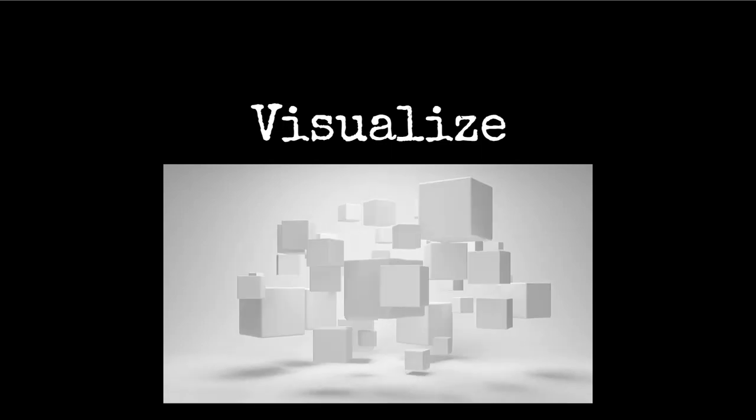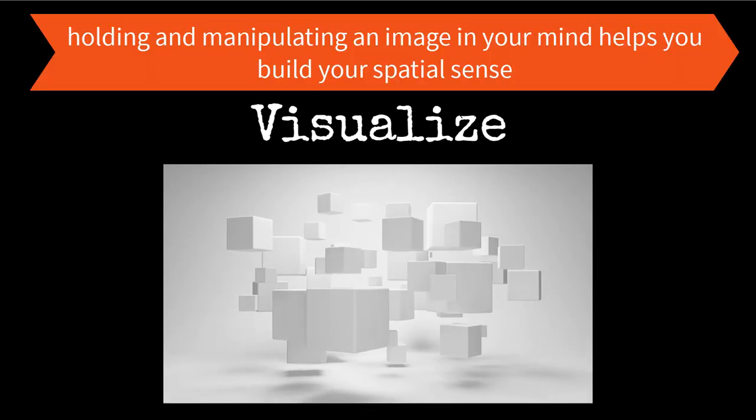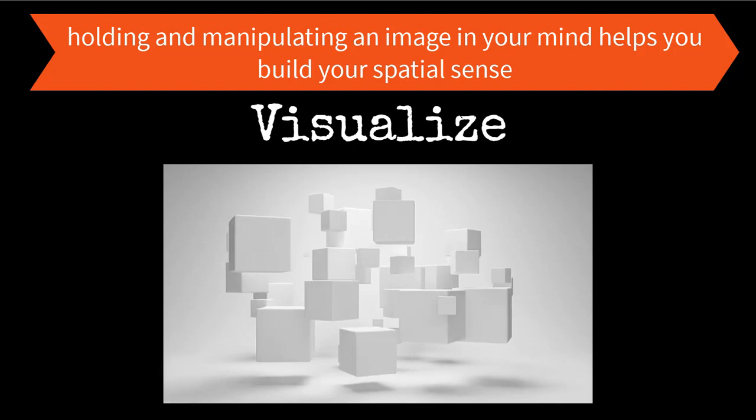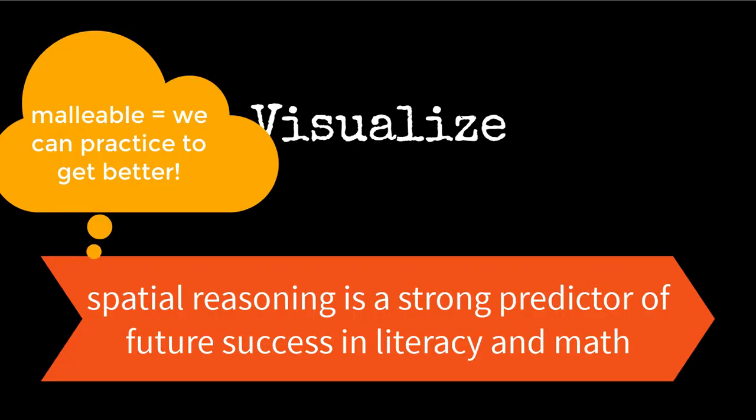When students are holding and manipulating visual models in their mind, we know that they are building their spatial reasoning, which is really important because spatial reasoning is malleable and it's actually a predictor of success in both math and literacy. So helping students build this helps them build success in a lot of areas.